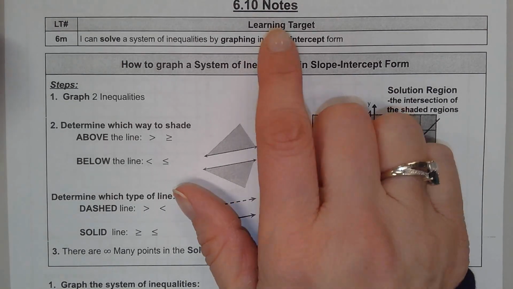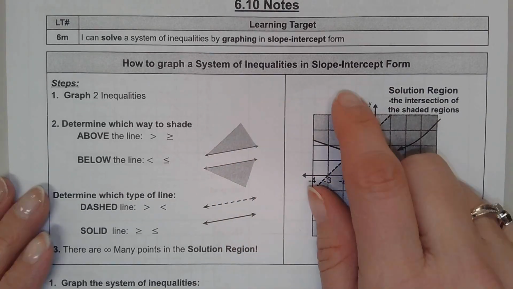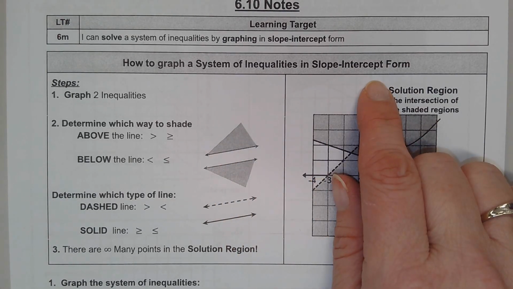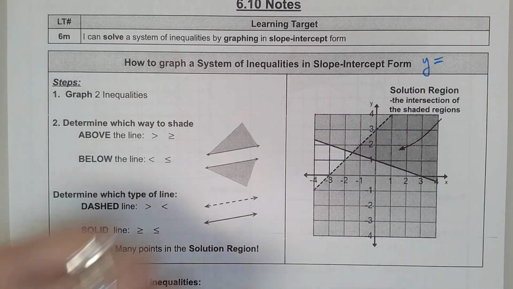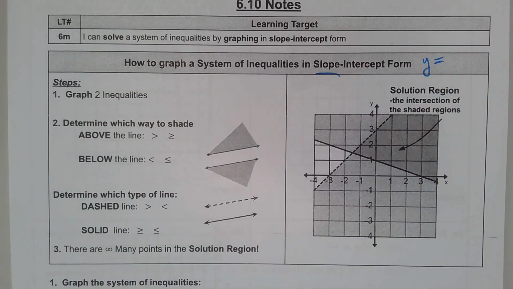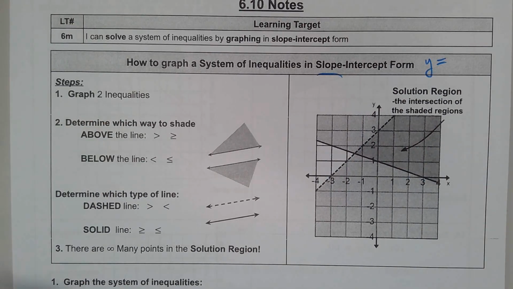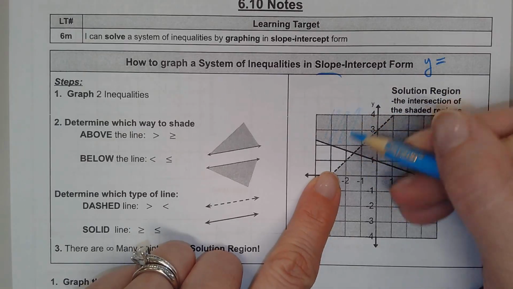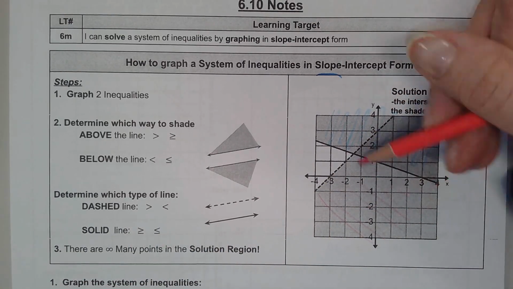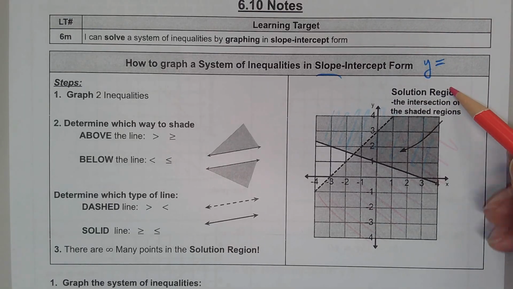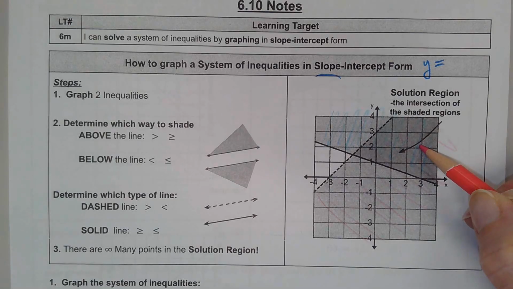Math 1, we're going to take a look at our lesson here on graphing a system of inequalities that are both in slope-intercept form. That means that both of your equations are y equals, and we're going to be having some slopes. The first step would be to graph your two inequalities. For example, they graphed this first one, and then they graphed the second inequality, and the solution region, remember, is where the two shadings overlap.